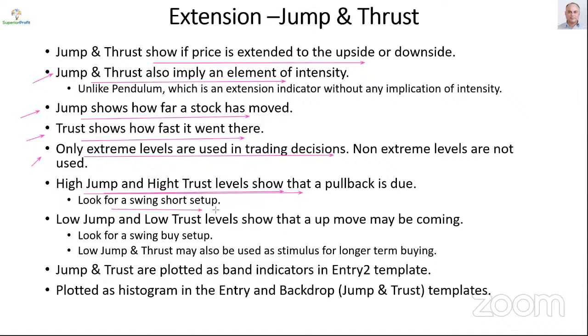Look for a swing short setup. Low jump and low thrust level show that an up move may be coming. Look for a swing buy setup. And again, if we are thinking of buying a stock and that gave low jump and thrust, then we are very much ready to buy the stock with a proper Q trade setup. So low jump and thrust may also be used as a stimulus for longer term buying. Because this is extreme low level, if we like the stock for some reason, then that may be a stimulus for longer term buying, just like pendulum is.